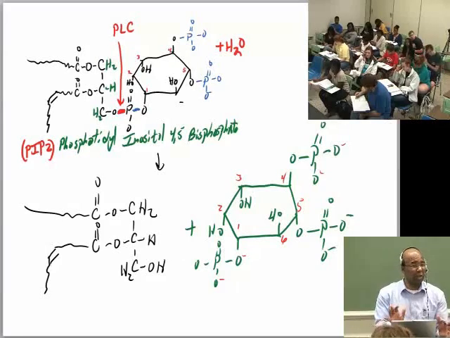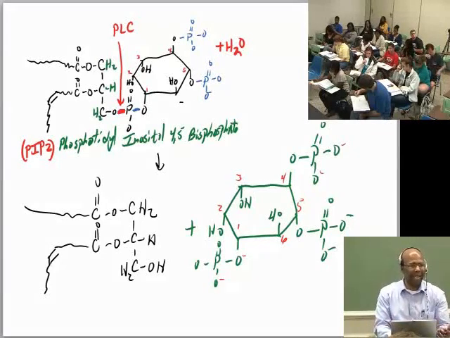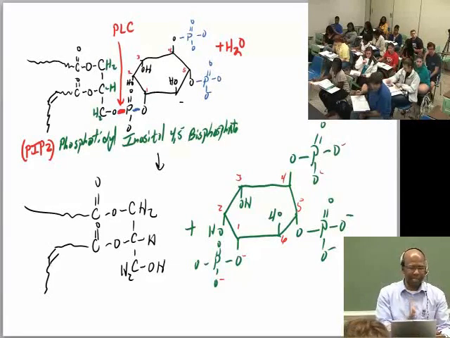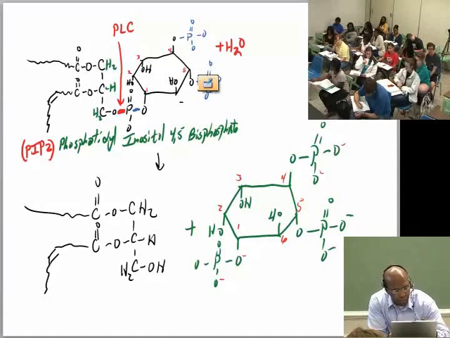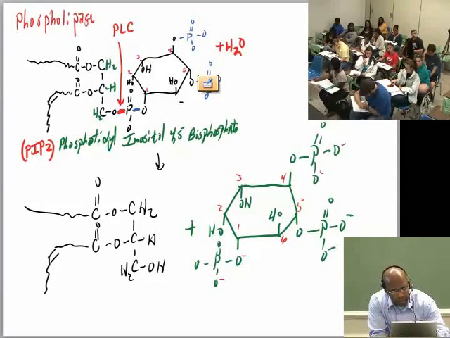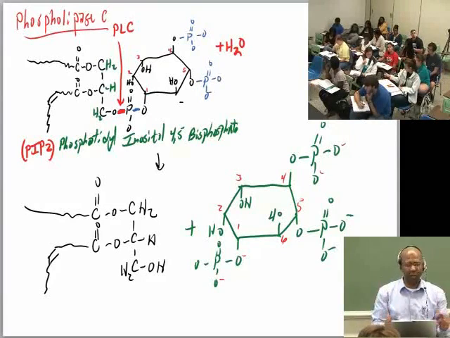Everyone okay with these structures? Do the structures make sense coming from the reactant? All we did was split it. And the enzyme that does that is PLC, phospholipase C. Should we write that? Or do you all know? Phospholipase C. I'll get to that in the question section. Okay?